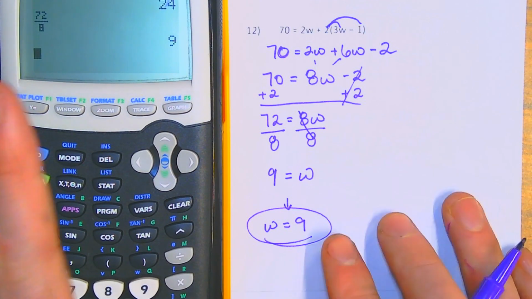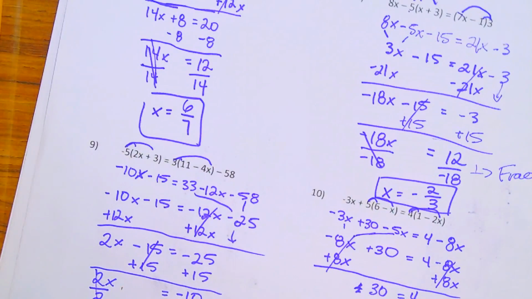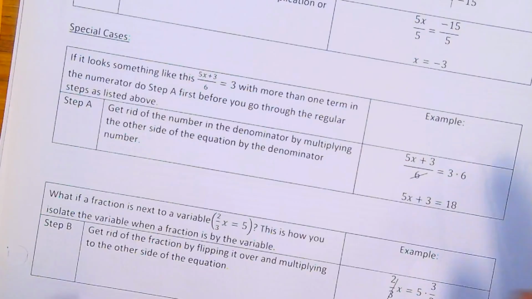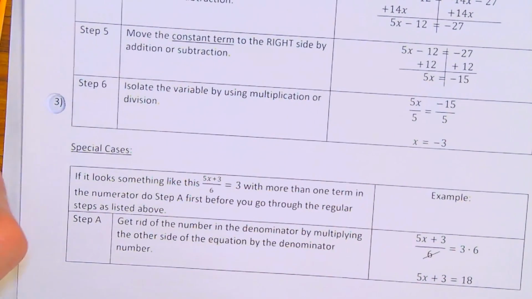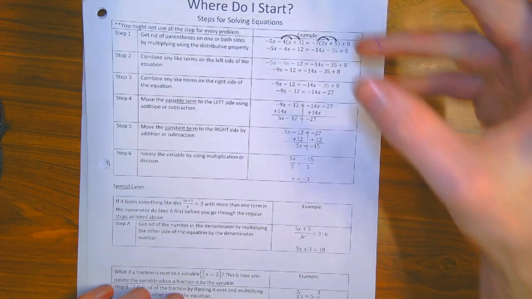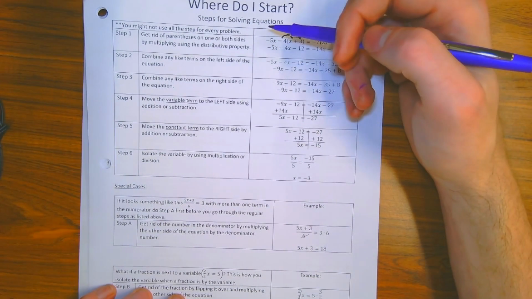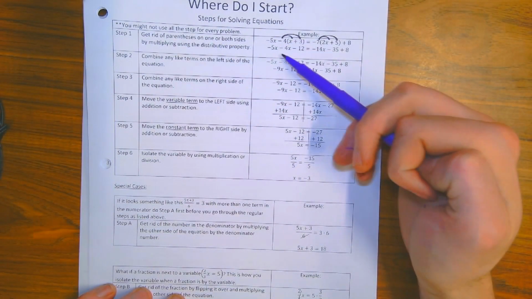And that's it. Now, a couple things that we need to go over before we move on, okay, is where do I start? A lot of this is going to be something you guys are going to be able to use on your test for this unit, or your quizzes as well. Okay? So you can see, steps for solving equations. The first thing we want to do is get rid of a parenthesis on both sides.